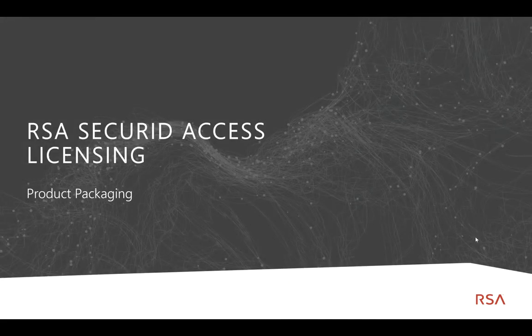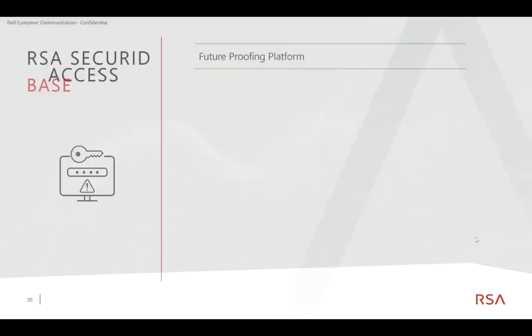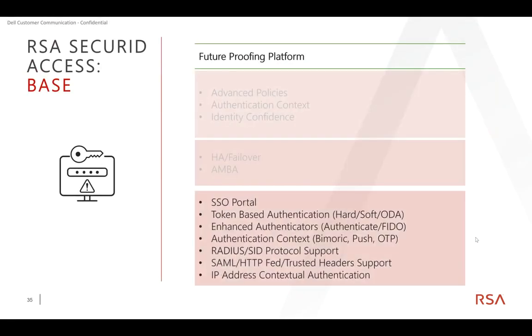Now, let's talk about the licensing model and how we can position SecurID Access to our customer based on the needs and the business requirements. We have 3 tiers from a license perspective. The first tier is base, and the base will provide you with SSO portal, authentication, hardware, software, ODA, enhanced authenticators, also RADIUS, SAML protocol, and IP address authentication.